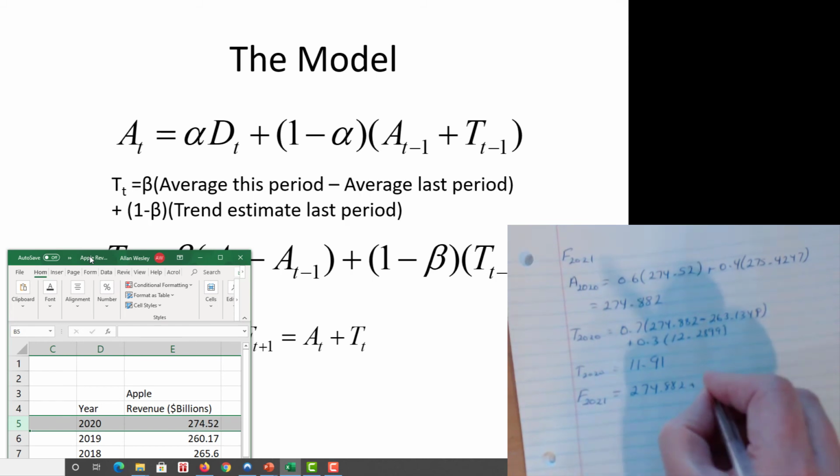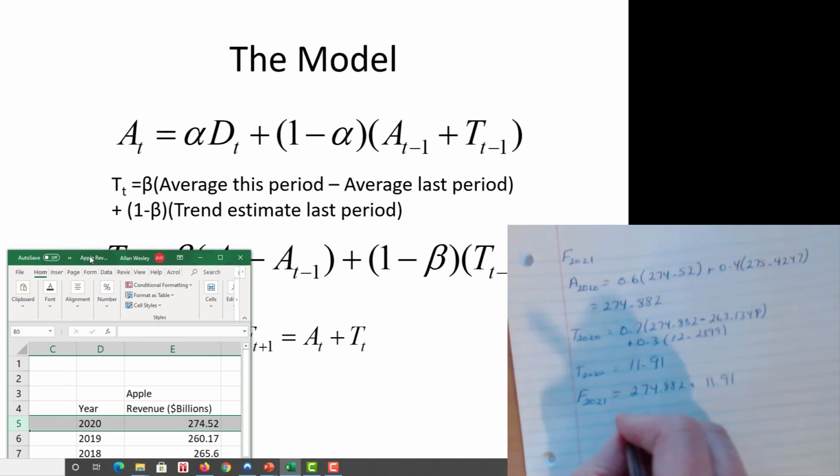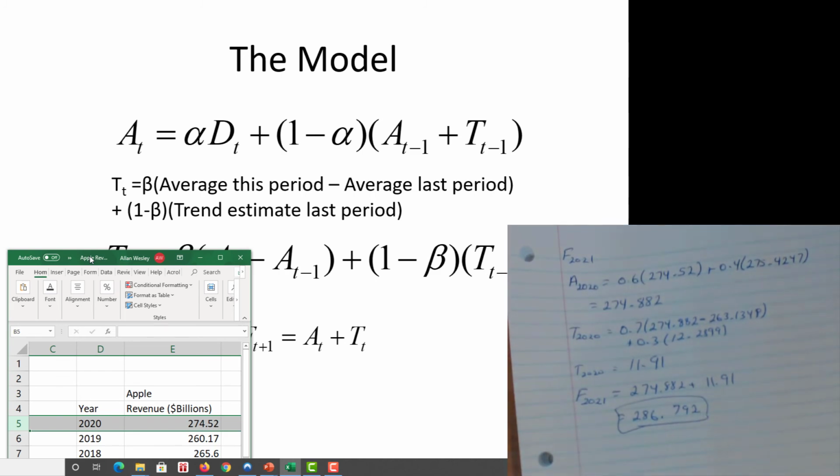274.882 plus 11.91. And we boldly forecast that Apple's revenues for 2021 will be $286 billion and $792 million. Not so bad, right? Now, okay, a lot of repetition, a lot of brain sweat. We started to see the flow of how things work together.